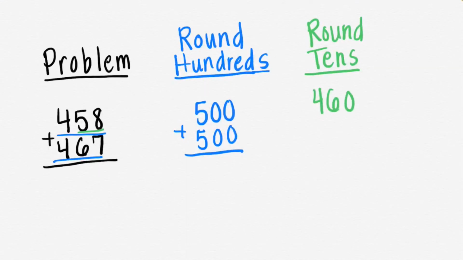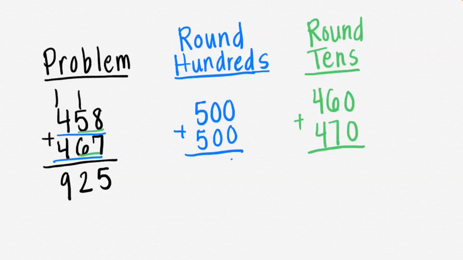And now let's look at 467. Is 67 closer to 60 or 70? It's closer to 70, so it's 470. 8 plus 7 is 15. 5 plus 1 plus 6 is 12. 4 plus 4 plus 1 is 9. 0 plus 0 is 0. 0 plus 0 is 0. And 5 plus 5 is 10. 0 plus 0 is 0. 7 plus 6 is 13. Carry the 1. 4 plus 4 plus 1 is 9.